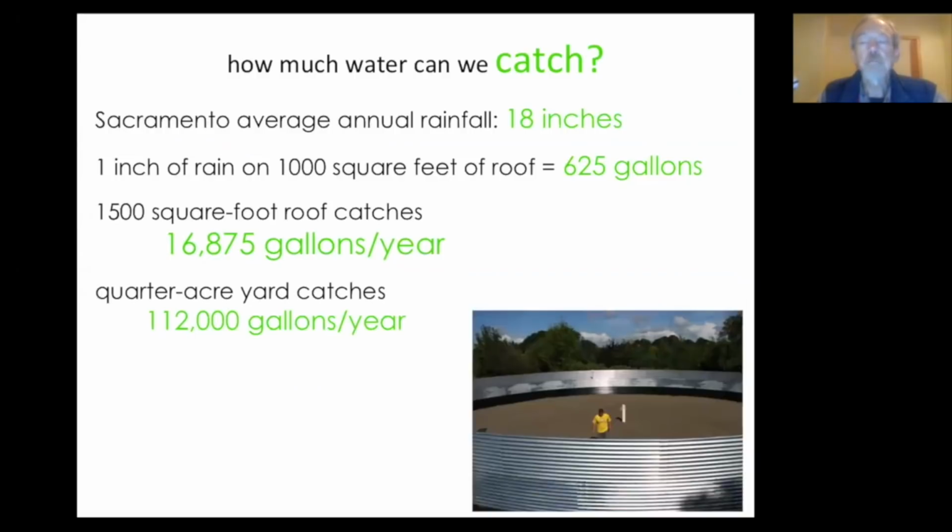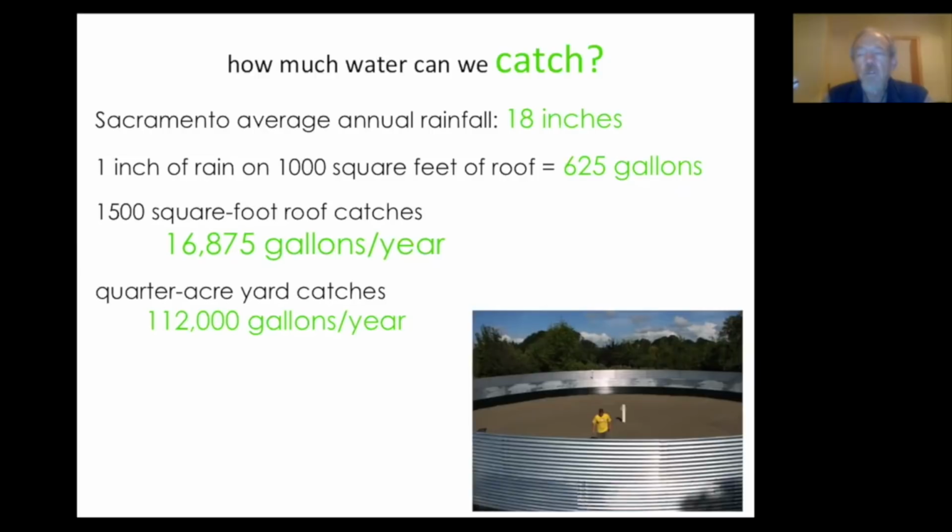And then just some calculations for you of how much water you can actually catch. And the numbers are really large. I just picked the town of Sacramento. It's a fairly dry area. They only get 18 inches of rain a year, or half a meter or so. Just one of the figures that you can keep in your mind is that an inch of rain falling on 1,000 square feet of roof is going to catch about 625 gallons.